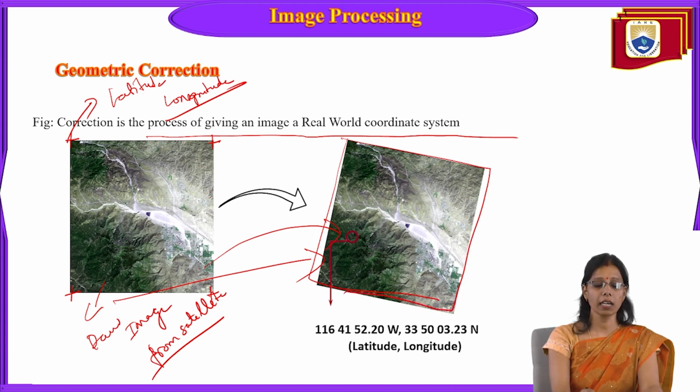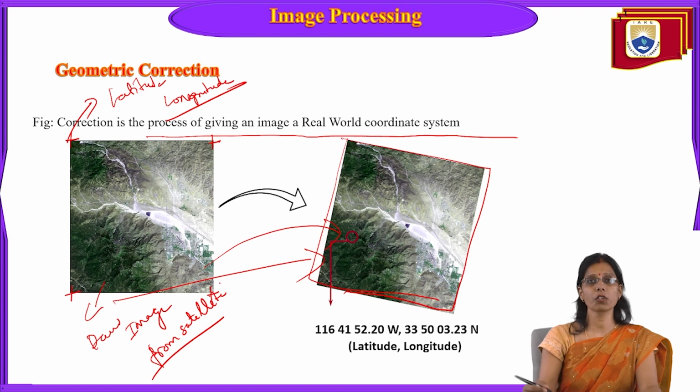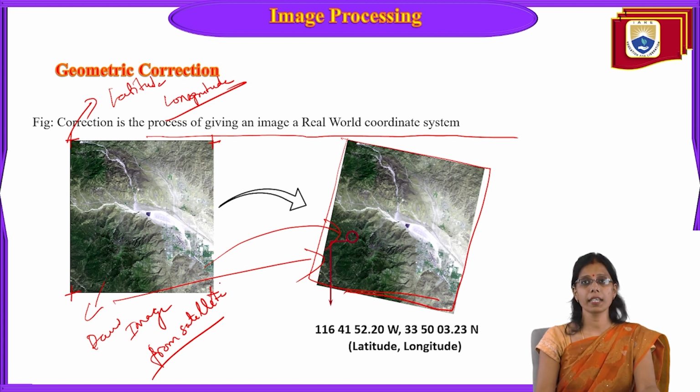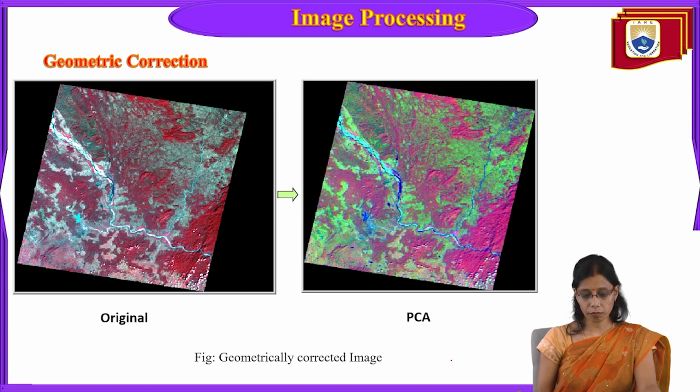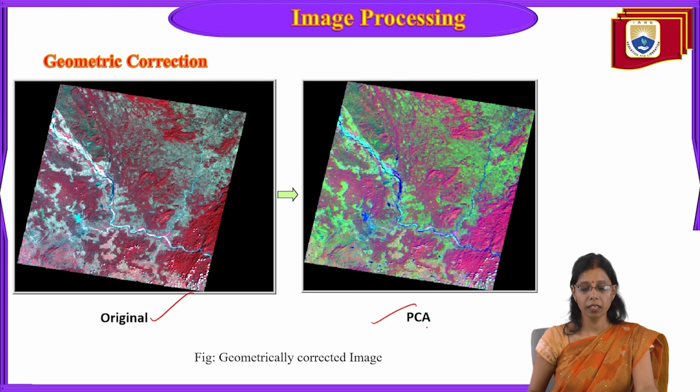Like this, if we have 5 or 6 images, we just assign the coordinates and then run the geometric process to get the coordinate system properly aligned. Now this is also one of the geometric corrections done. This is the original image and this is the geometrically corrected image.